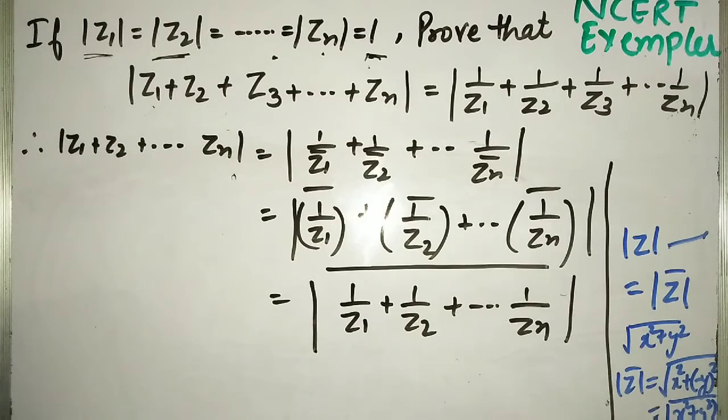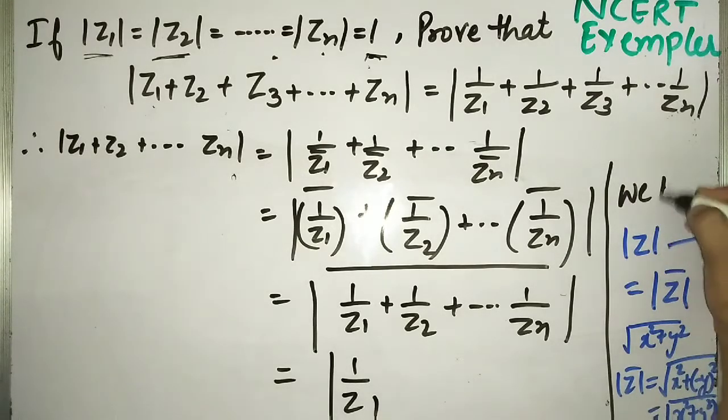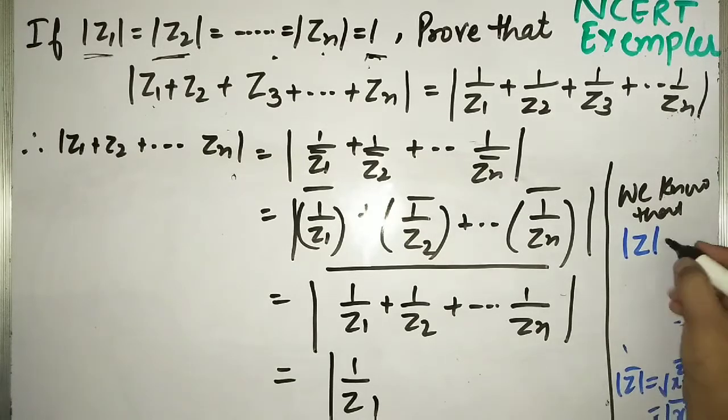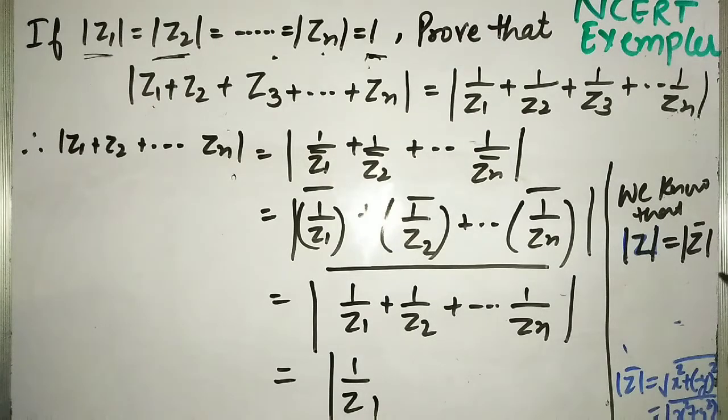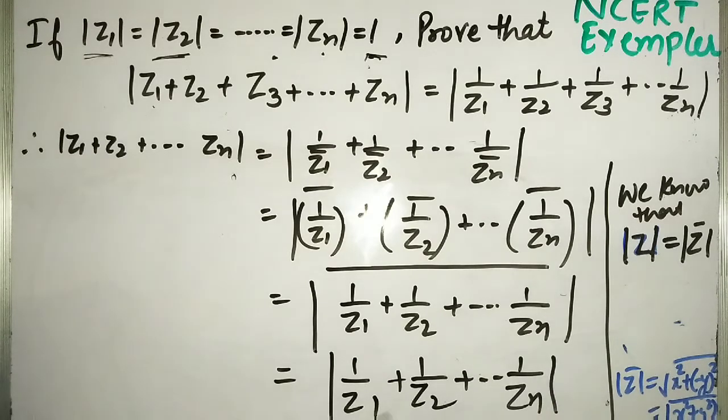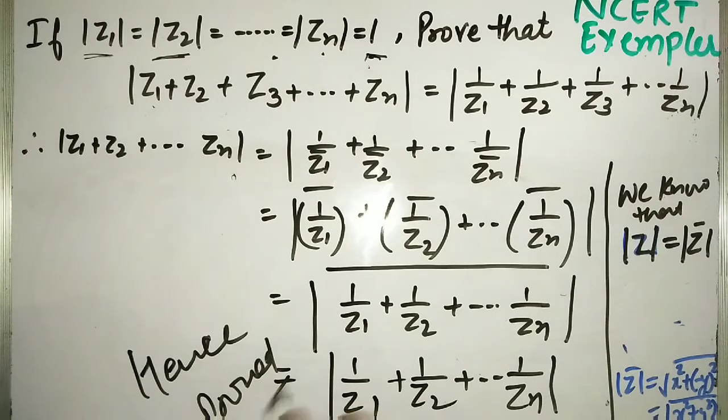Okay, it is told in the video of properties of modulus. Therefore, this conjugate modulus and the simple modulus will be the same. Therefore, both are the same. But you have to mention here, we know that modulus of z equals modulus of z conjugate. Okay. Then after applying this result, you can directly write here modulus of 1 upon z1 plus 1 upon z2 up to so on 1 upon zn. Hence, result is proved. Therefore, left hand side is equal to right hand side.